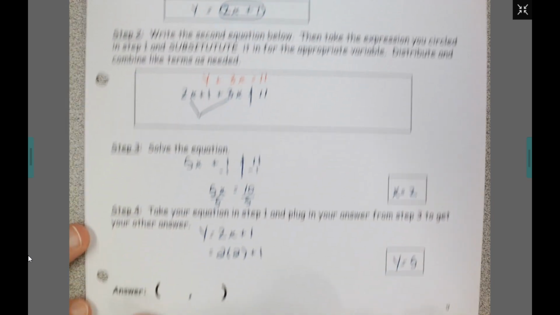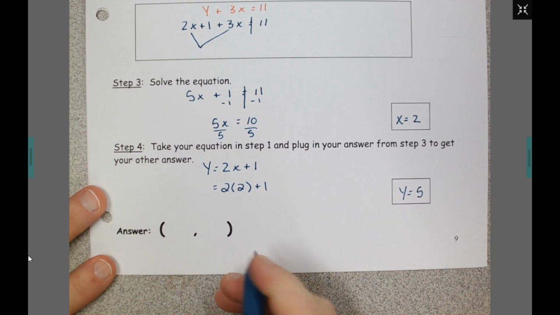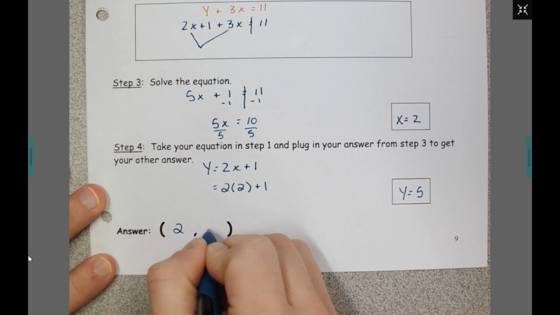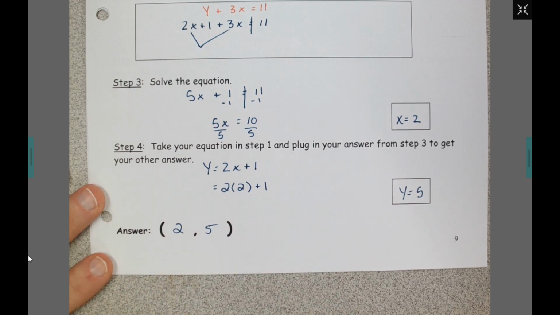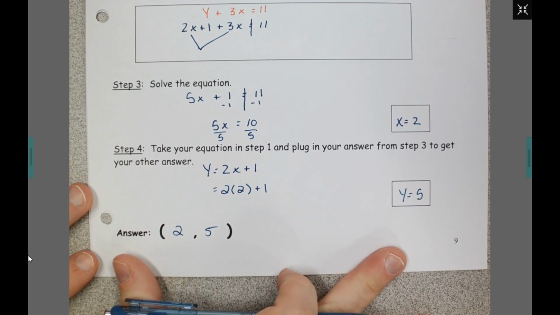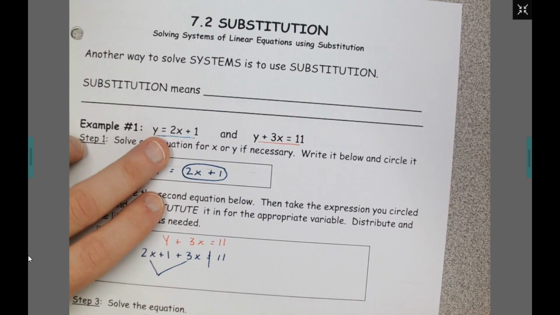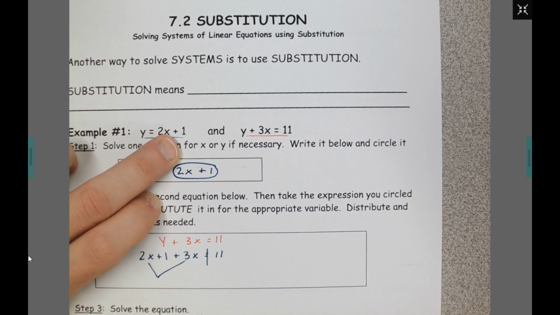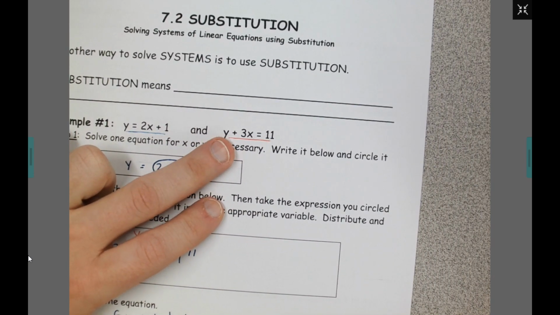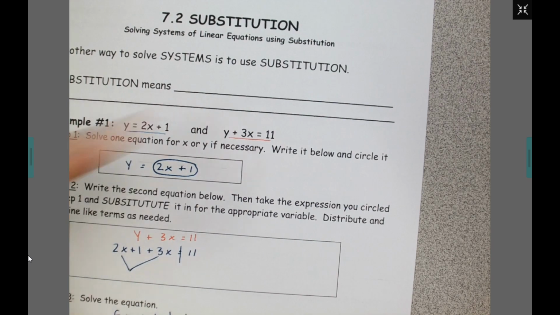Just like the other day when we graphed, your final answer needs to be an ordered pair. So we end up with an answer of 2, 5. You could quickly check your work up here to make sure we did it right. If I plug this in, 2 times 2 is 4 plus 1 equals 5, which is good. On the other one, 5 plus 3 times 2 equals 11. So we're good as well.